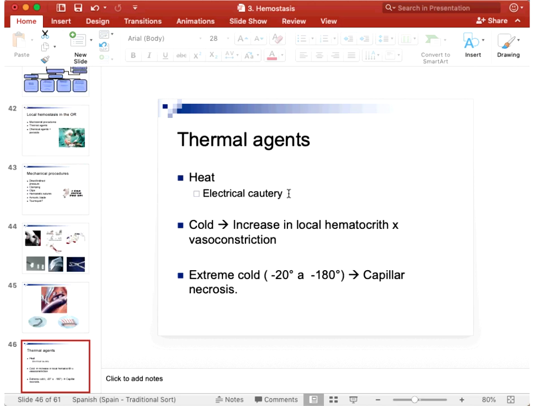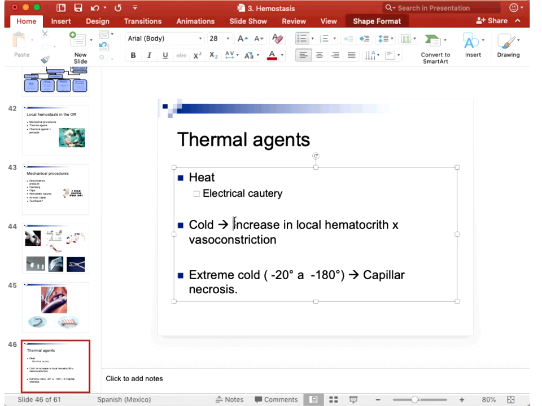There are thermal agents, as I told you. There are electric cauteries or cold. When the cold, I don't know if you have seen the news, there's a polar wave striking the United States. And there have been people dying from cold. But what's most important is the so-called frostbite. Have you heard of it?